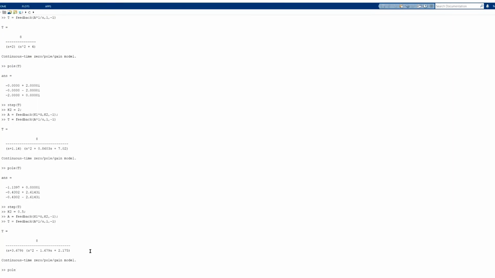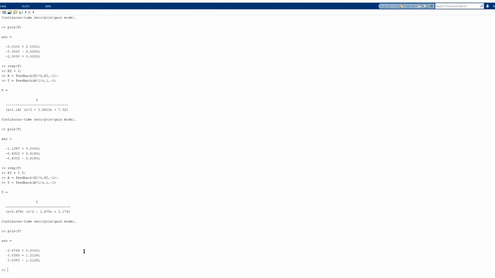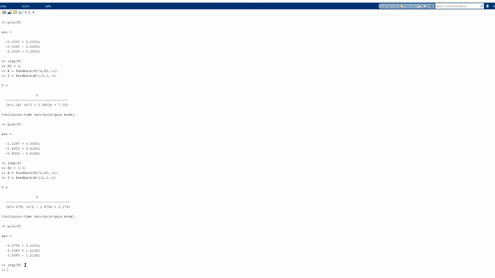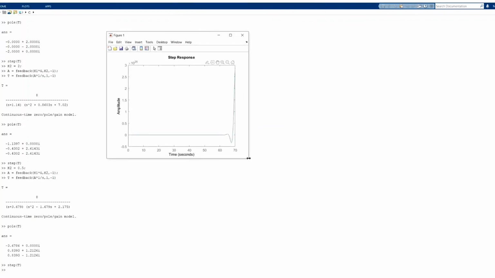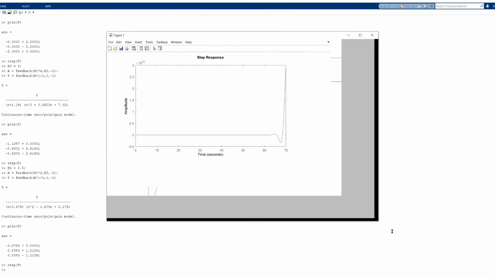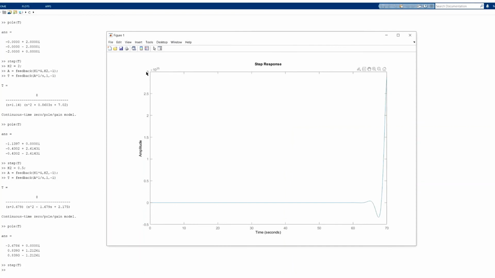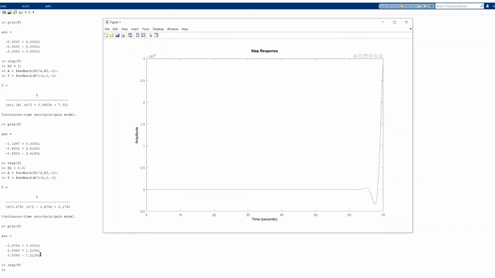Let's first check the poles. You see there's a stable pole here at approximately minus 3.7, but these two are for sure unstable because we have a positive real part. If I now make the step for T, and make it larger, you can see that this is out of control. This is 3 times 10 to the power 25. It's already blowing up after approximately 70 seconds. So this is actually not a stable system. It will produce an unstable system.